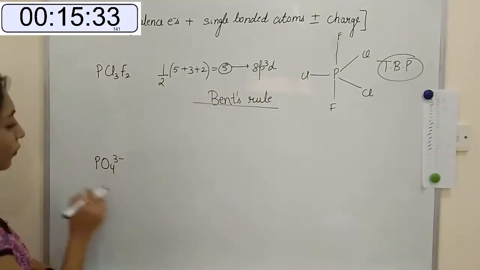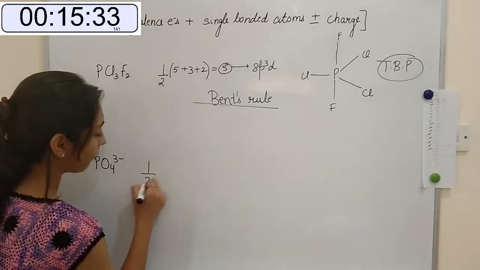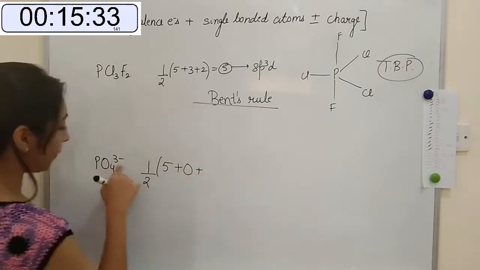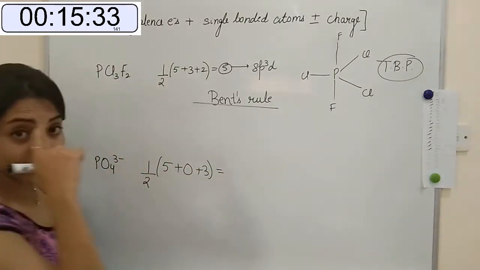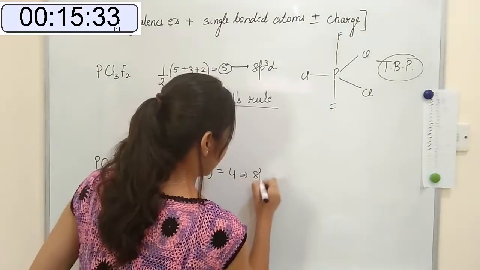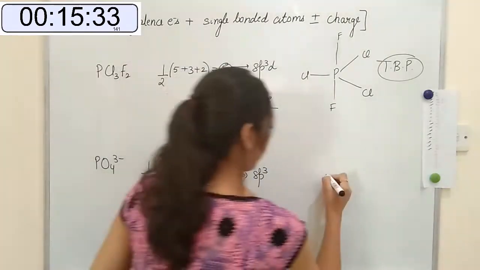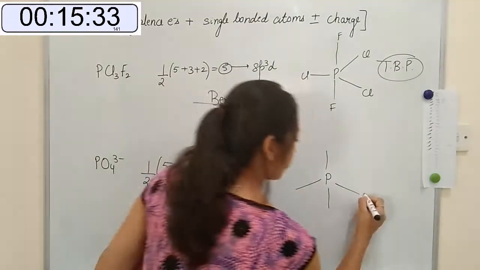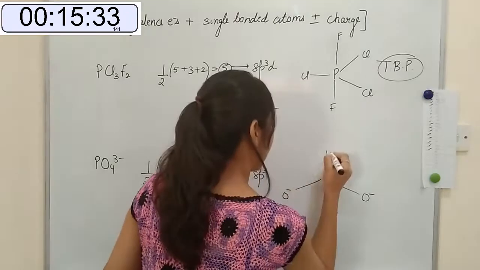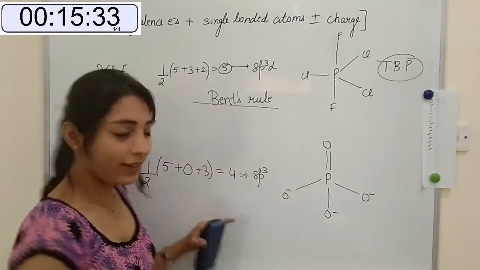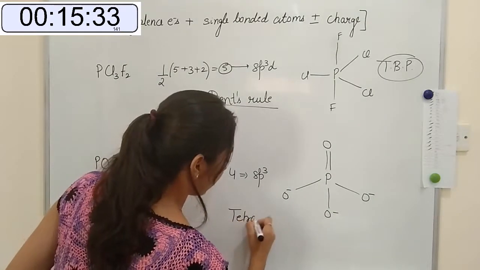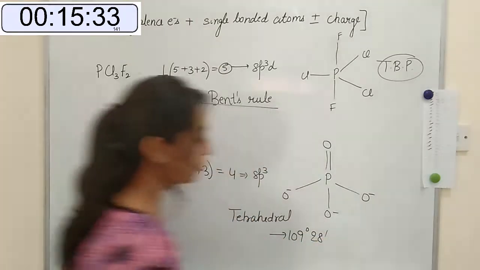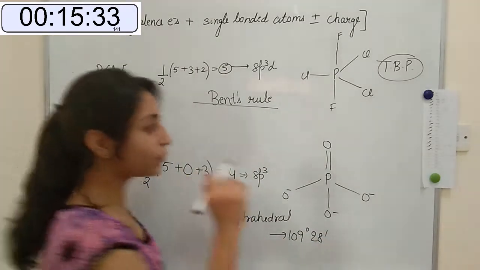Done. Moving on to the next thing, PO4 3 minus, half. Phosphorus is 5, number of atoms attached by single bond, oxygen is 0, plus 3 will be there. So 5 plus 3 is 8, by 2, 4. 4 means sp3. Now sp3 means it should be something like this. So 3 minus are there. You put O minus, O minus, O minus, and you put a double bond here. Take a picture: it simply comes out to be tetrahedral and the bond angle comes out to be 109 degrees 28 minutes. Done with this. Let us move to other questions.